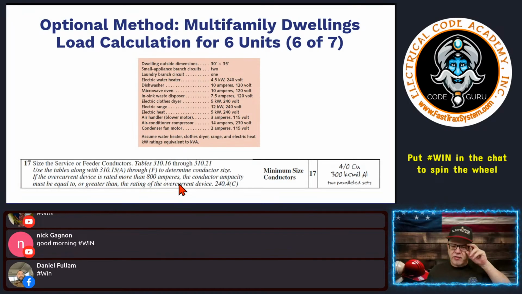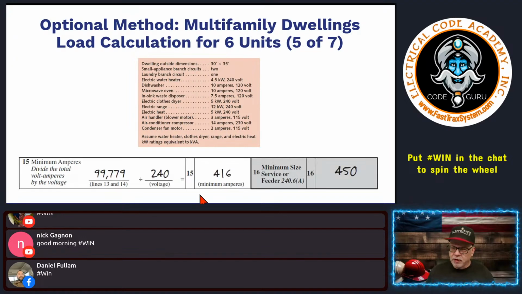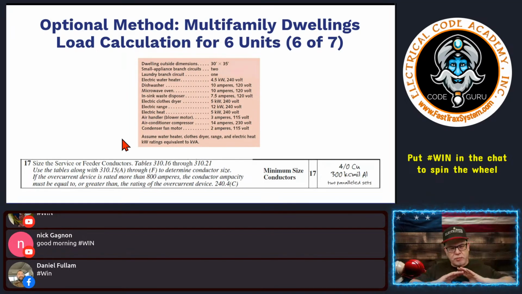Now, conductor sizing. In this scenario we're doing multi-units, so we know that 310.12 is not going to apply, because we are definitely over 400 amps anyway. So we know that that's going to put 310.12 out of the realm of use regardless.